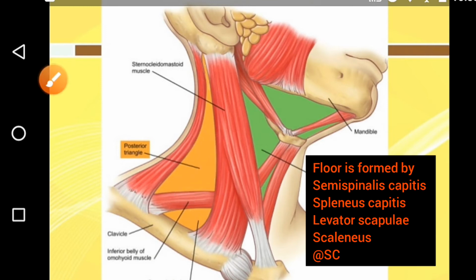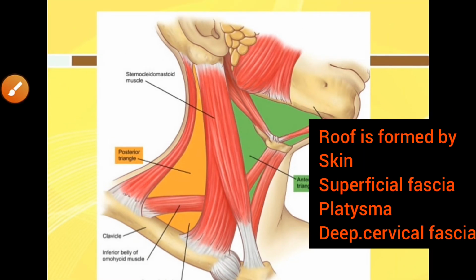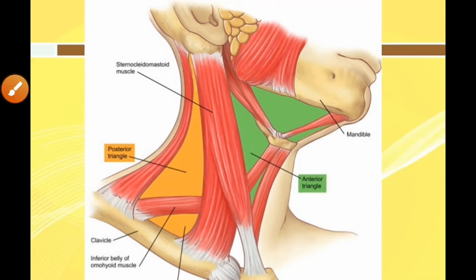And you can remember this with the mnemonic SC, because there's an SC in all these muscles. And the roof is formed by the skin, superficial fascia, platysma, and deep cervical fascia. Now this posterior triangle of neck is further subdivided into two triangles by the inferior belly of omohyoid.